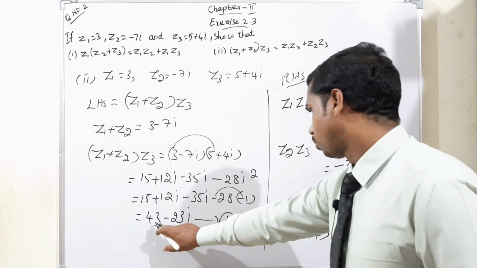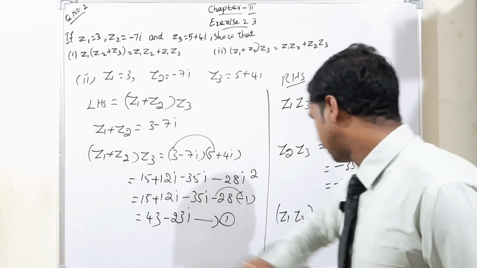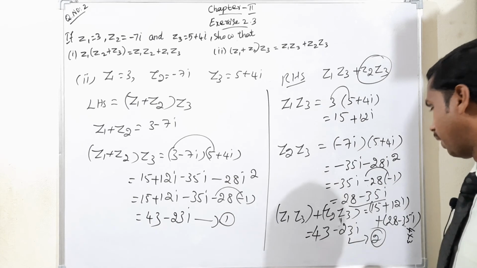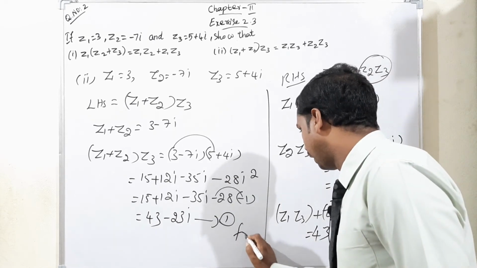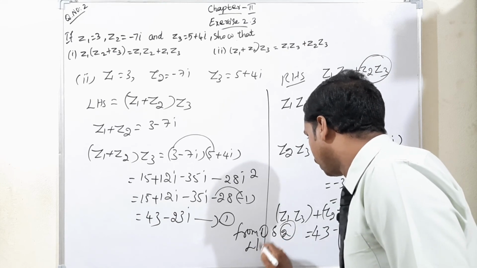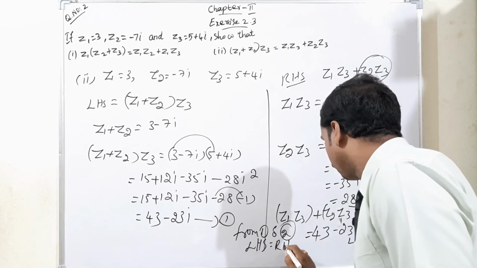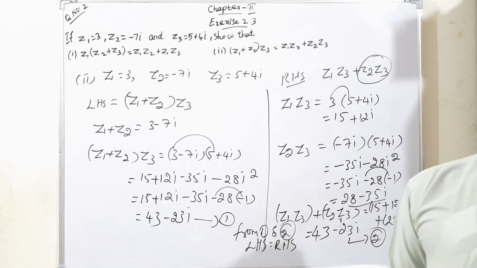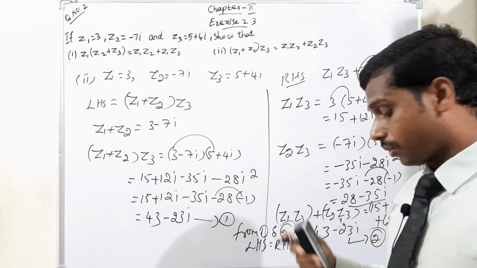So from 1 and 2, from 1 it is actually 43 minus 23i, and RHS, equation number 2, is also 43 minus 23i. Therefore the final line: from 1 and 2, LHS is equal to RHS, isn't it? So hence proved. Therefore our proof is also correct.